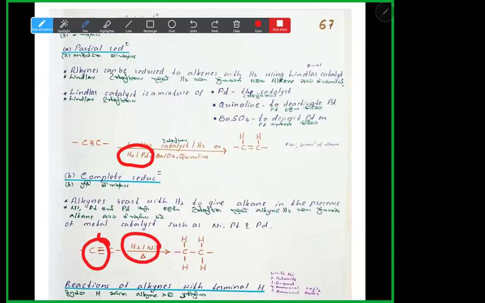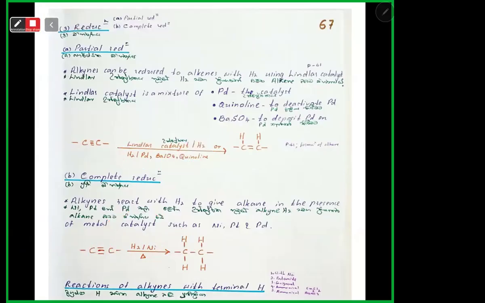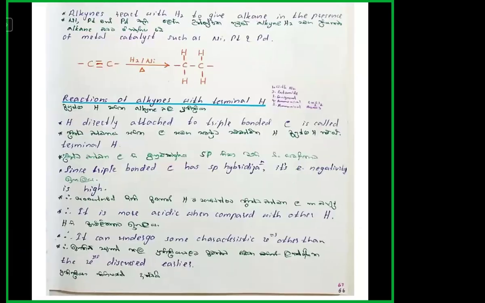But here it is going from triple bond to single bond. To control this, so as not to break both pi bonds, you are adding quinoline. To absorb quinoline, you are adding barium sulfate. That is Lindlar, mild reduction. Normally, without this barium sulfate and quinoline, it goes through complete reduction.